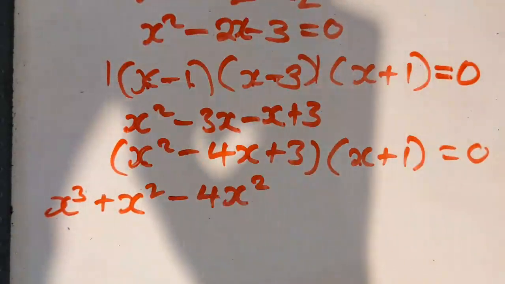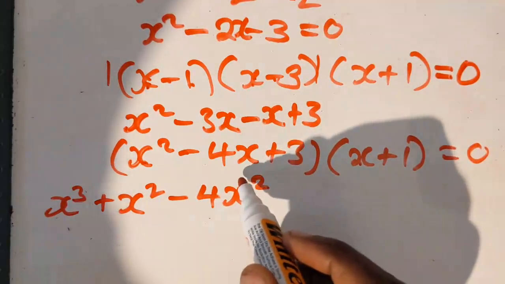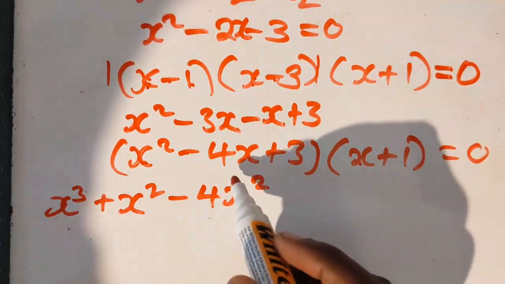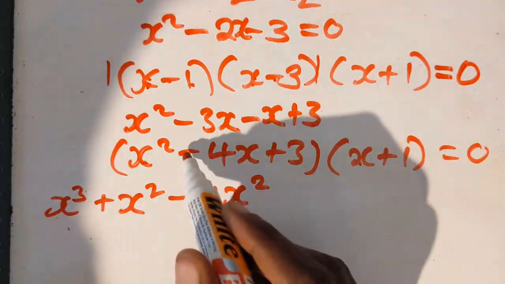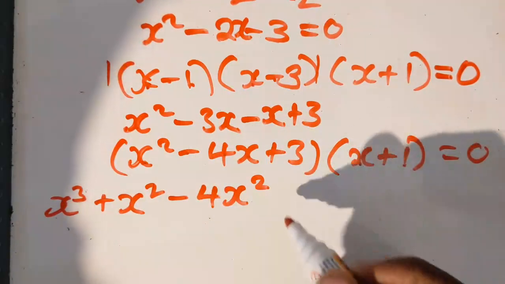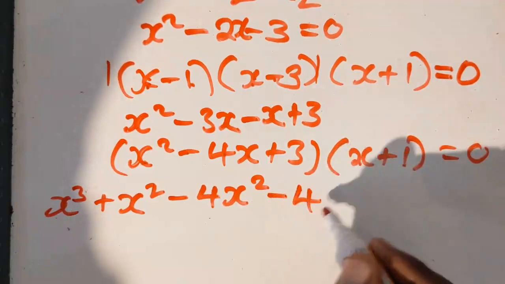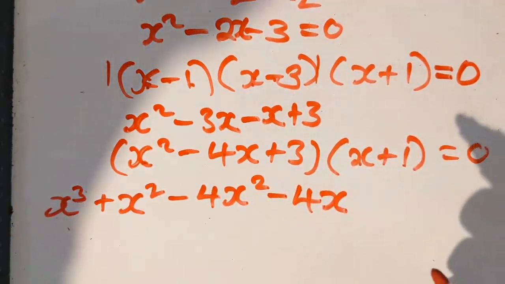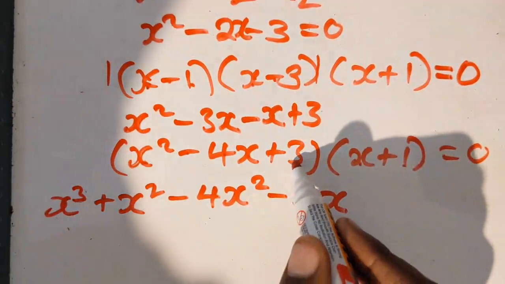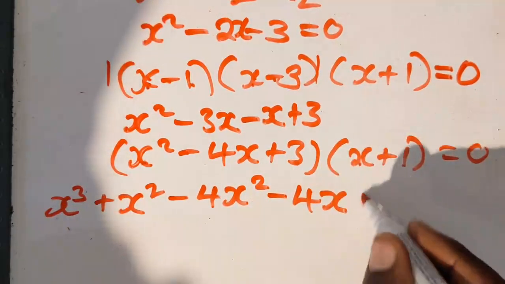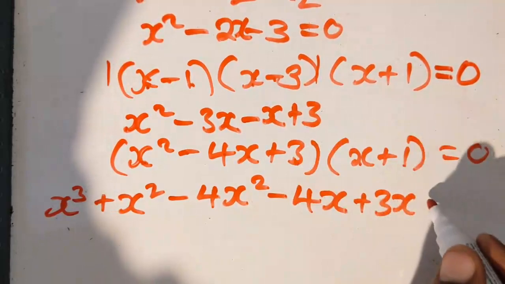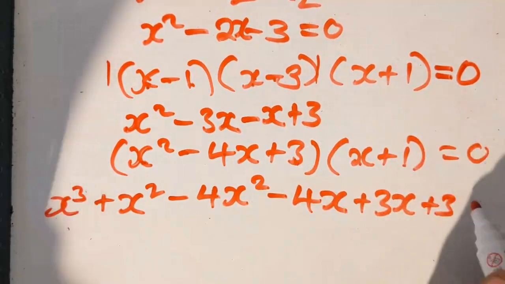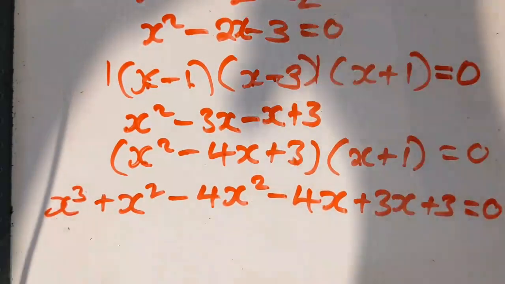Then negative 4x times 1 is going to be negative 4x. Then we come to this one, 3 times x is going to be positive 3x. 3 times 1 is going to be positive 3, equal to 0, right?